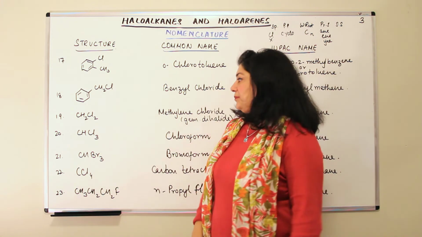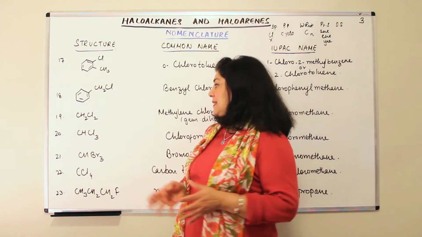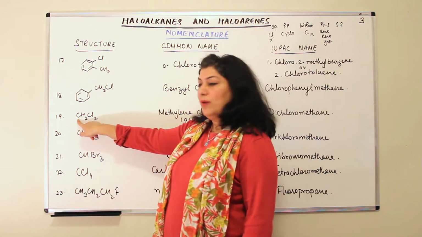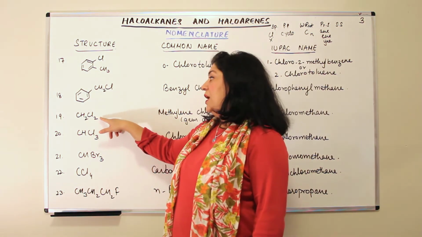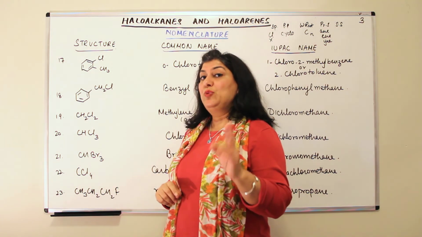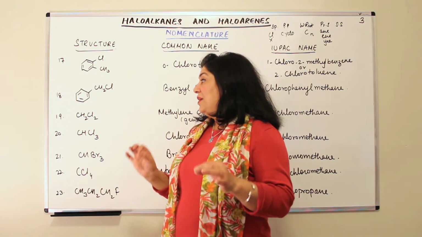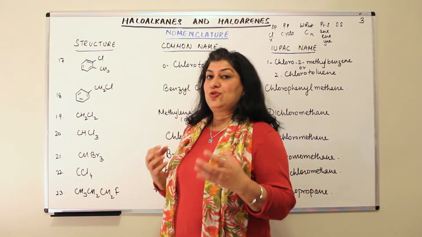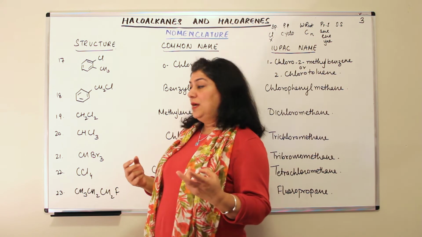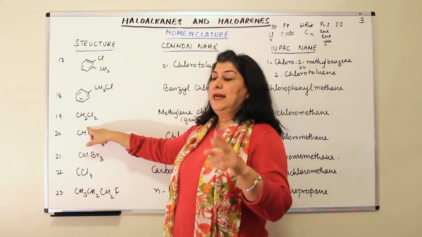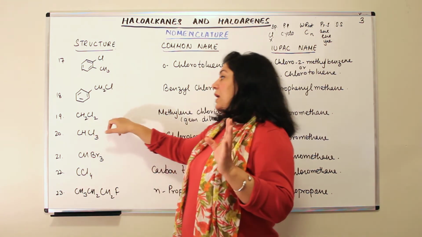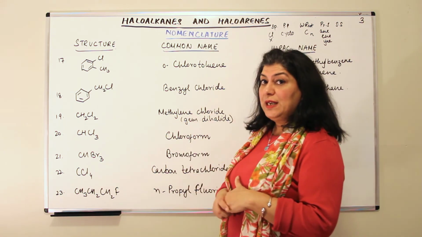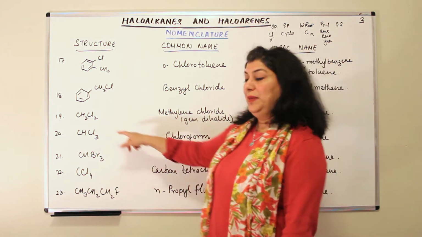Example 19. The compound is CH2Cl2. CH2Cl2 is, if you see again, there is only 1 carbon atom and both the halogens are attached to the same carbon atom. Whenever you have dihalides where both the halogens are attached to the same carbon atom, it's just known as a gem dihalide. So this is a gem dihalide. Common nomenclature would be methylene chloride. And IUPAC nomenclature, it is dichloromethane.